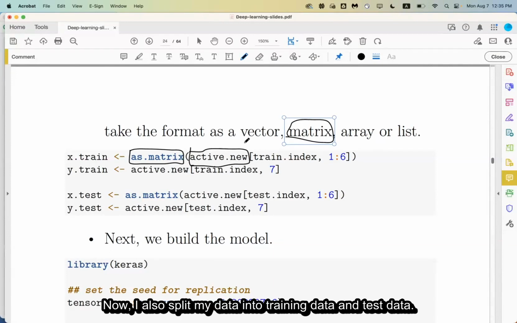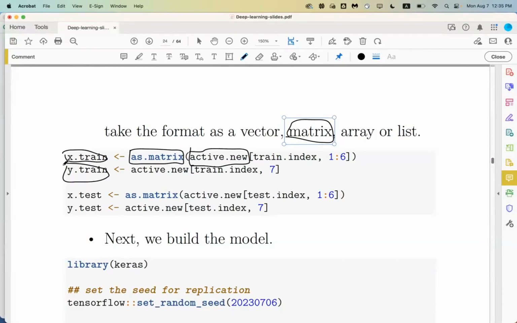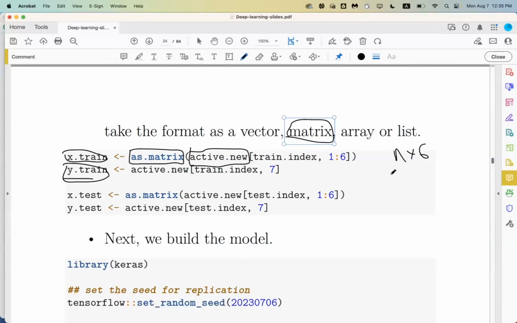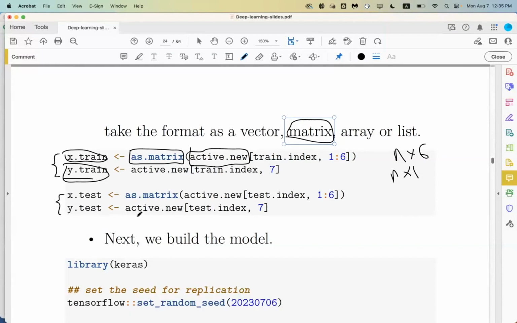I also split my data into training data and test data. For my training data, I have input, I call it x.train. I have output, y.train. So therefore here, x is an n by 6 matrix, and my y is an n by 1 vector. So this is my training data, and this is my test data. Both training data and the test data are in the matrix format.